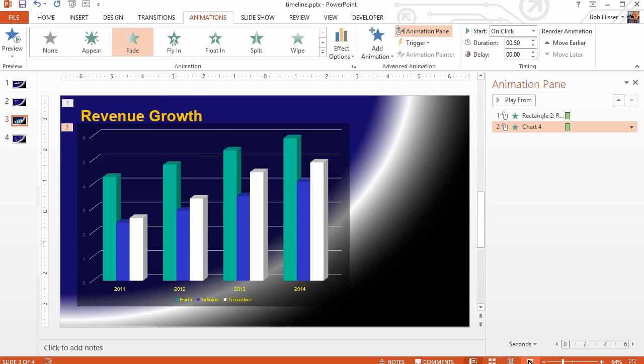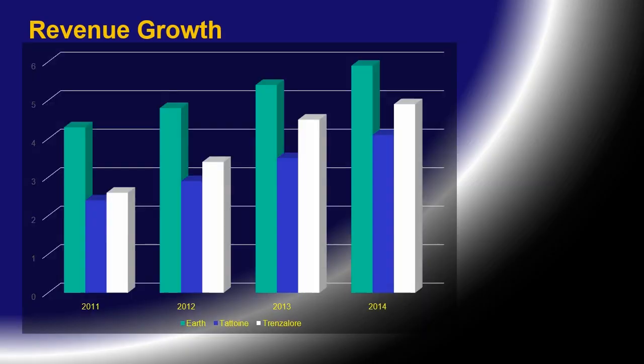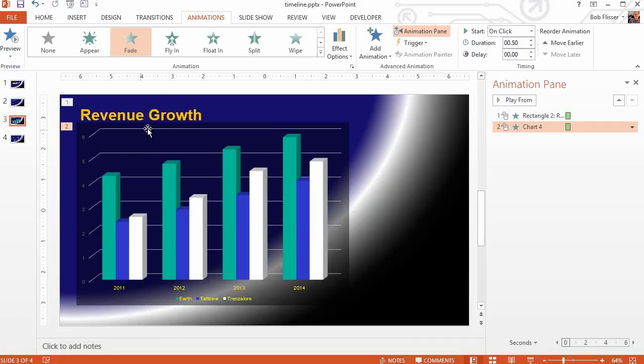And let's hit the slideshow button. And here's the slide title. And the whole thing comes in at once, so we want to fix that. So right now, you can see the slide title is animation number 1. The whole chart is number 2. That's over here in the animation pane.